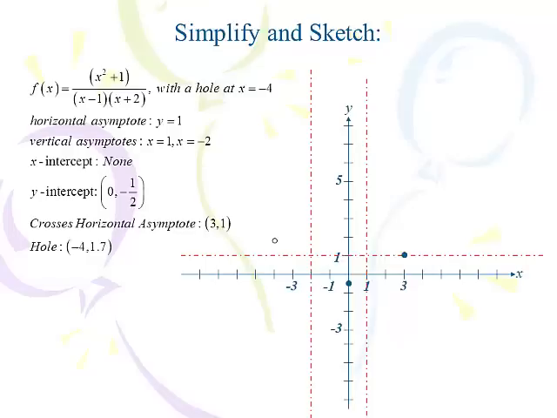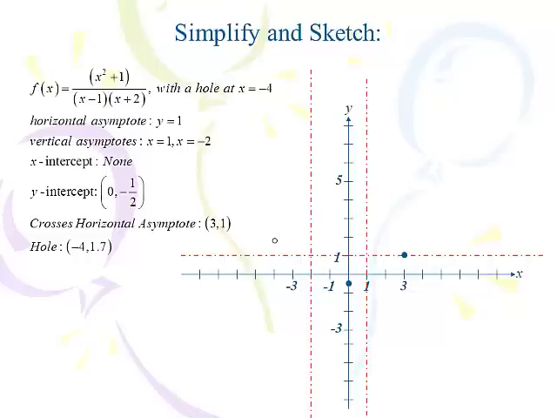So let's put some of these basics in. We put the horizontal asymptote there at y equals 1. We put the vertical asymptotes in at x equals 1 and x equals negative 2. There's no x-intercept, so let's not put that in. The y-intercept, I put that in at 0, negative 1/2. And then I put the crossing in at 3, 1. You see there on the horizontal asymptote, I have a dot at 3, 1. And then I put a hole at negative 4, 1.7.